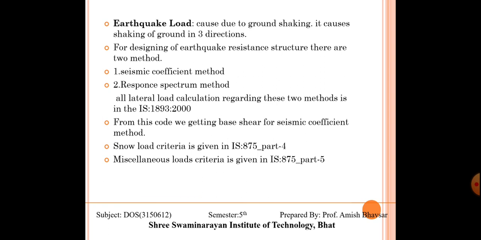Next, snow load. For this snow load, we have criteria. It is given in IS 875 part 4. Part 1 is for the dead load, part 2 for the live load, part 3 for the wind load, and part 4 for the snow load. And the remaining other loads are called miscellaneous load. All the criteria of that miscellaneous load are given in IS 875 part 5.